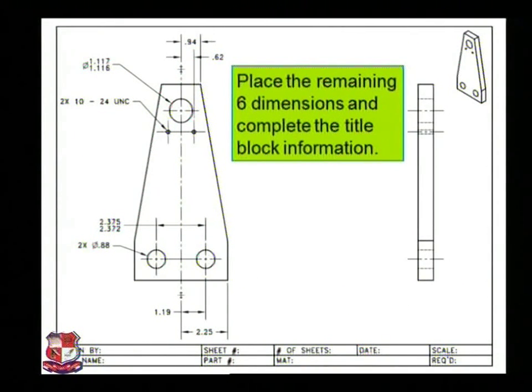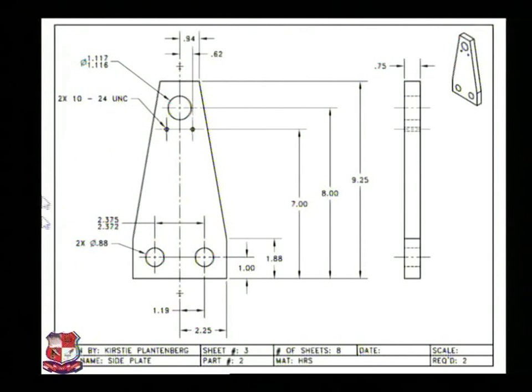Now place the remaining 6 dimensions and complete the title block information. One more example for you. Place the remaining 6 dimensions of this example. It could be done. This is the solution of that problem. All the dimensions are inserted. This is the isometric view of that drawing, the front view, and this is the side view of the drawing.